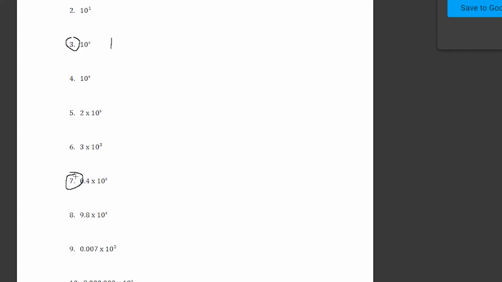Now for number 7, we have 0.4 times 10 to the power of 8. So we have the number 0.4, and we're going to see what the exponent is, which is 8. That means that we're moving the decimal place to the right 8 times. So 1, 2, 3, 4, 5, 6, 7, 8.